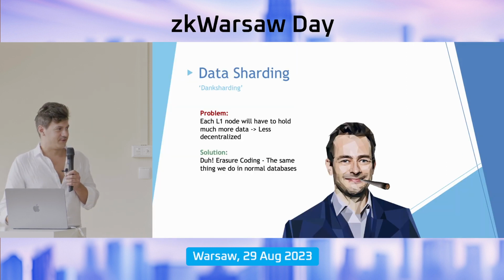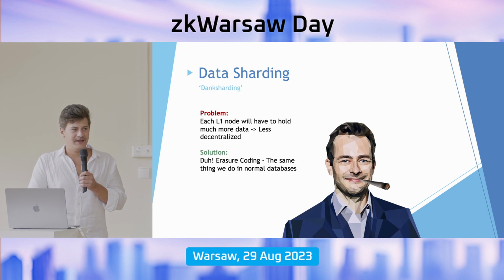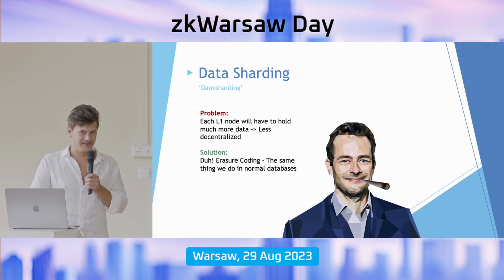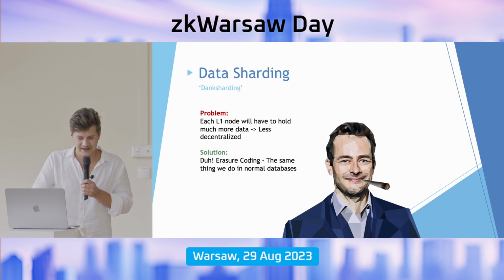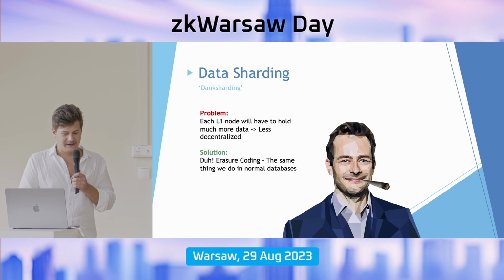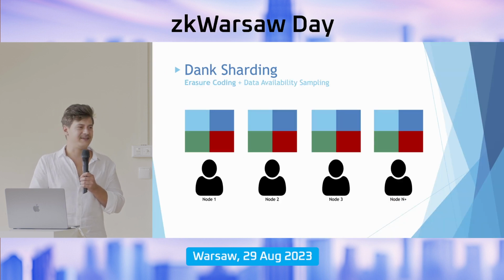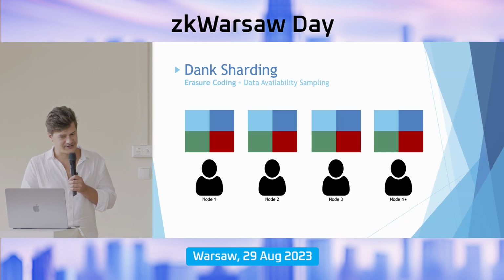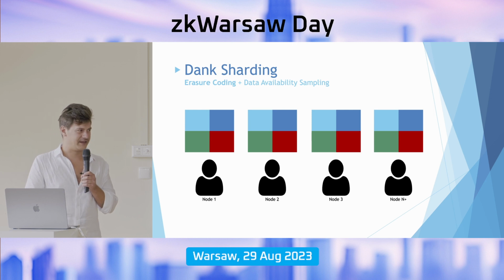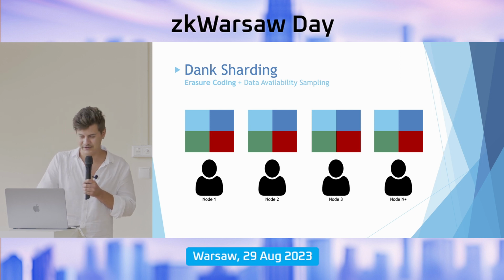So this guy, Dankrad, thought about this issue. And he thought, we have something for that. In fact, every single data center already uses this. We just haven't adopted it yet. That's called erasure coding, right? So this is a sort of explanation of danksharding with erasure coding and data availability sampling. It's not entirely accurate. This is to give you a mental model.